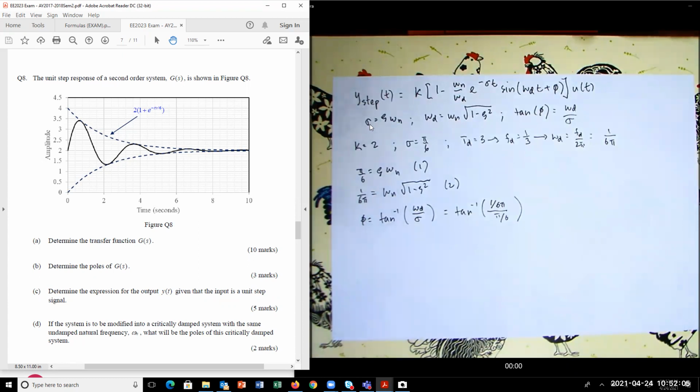Yes, Prof. Can I just check again? So sigma, how do you identify that it's pi over 6 from the asymptote graph? From the graph here, see? E to the minus pi over 6 t, and that belongs to this guy here. So that sigma is pi over 6 here. Can you see it? Okay. It belongs to the exponent term.